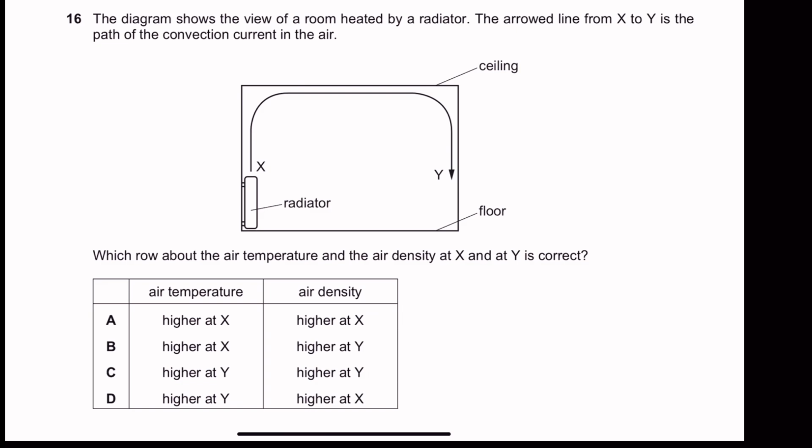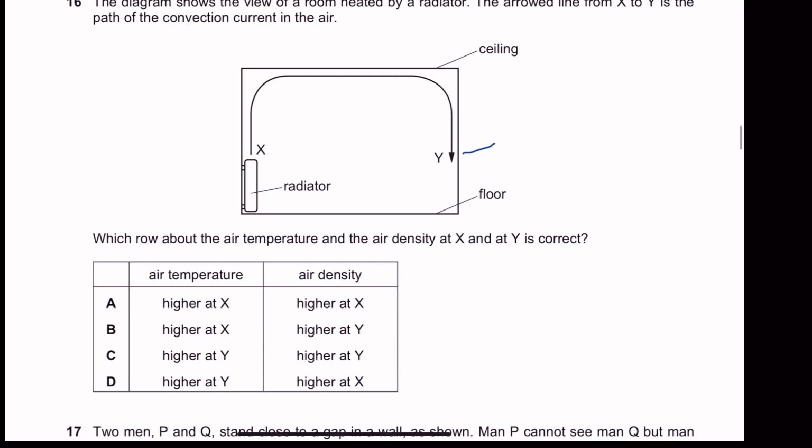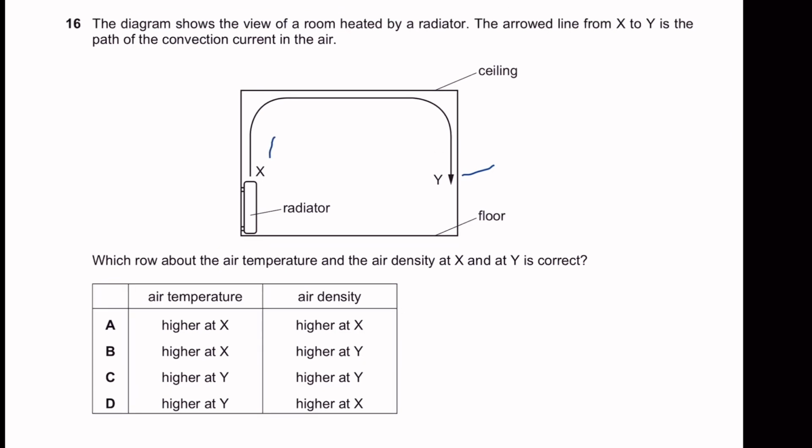The diagram shows the view of a room heated by a radiator. The arrow line from x to y is the part of the convection current in the air. Which row gives the air temperature and the air density at y and x is correct? So as you can see in y, your air is going down. So when anything goes down or moves down, it means your density is higher. And as you can see in x, it's going up, so it means your density is lower.